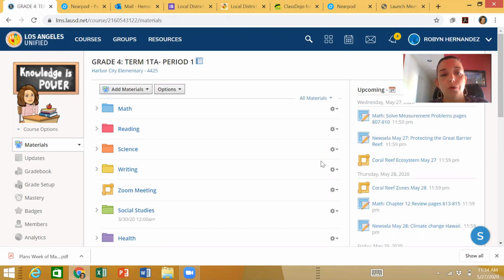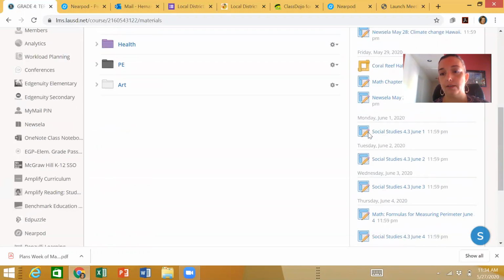So first, you're going to log into Schoology by going to lms.lausd.net. You're going to sign in with your email and your password, and then click at the top where it says courses, and choose your 4th grade course. You can either go into the math folder and find the assignment, or you will find it under the date here at the right of June 4th. I'm going to put math formulas for measuring perimeter June 4th. That's the assignment. I'm going to click on it.